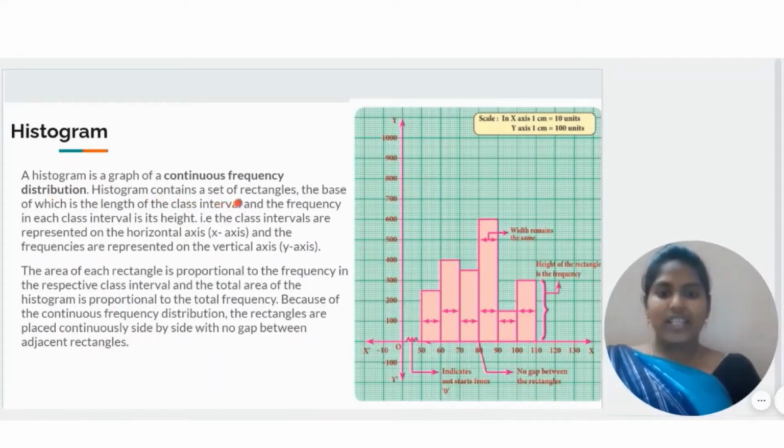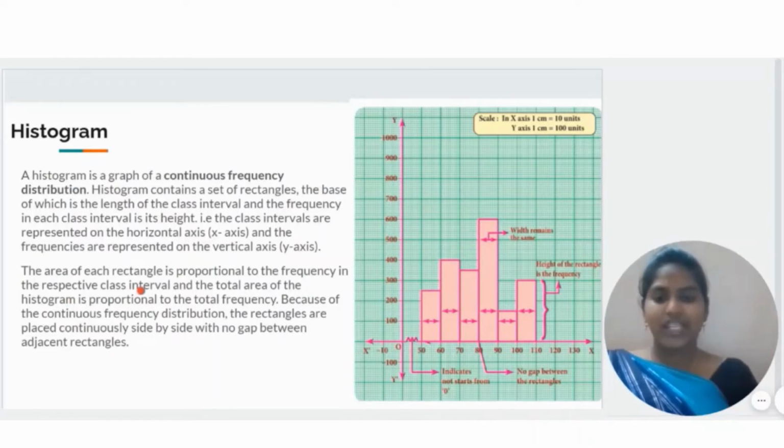Histogram contains a set of rectangles. These are the rectangles, the base of which is the length of the class interval. The base is known as class interval, and the frequency in each class interval is its height. The class intervals are represented on the horizontal axis, the x-axis, and frequency is represented on the vertical axis, that means the y-axis.